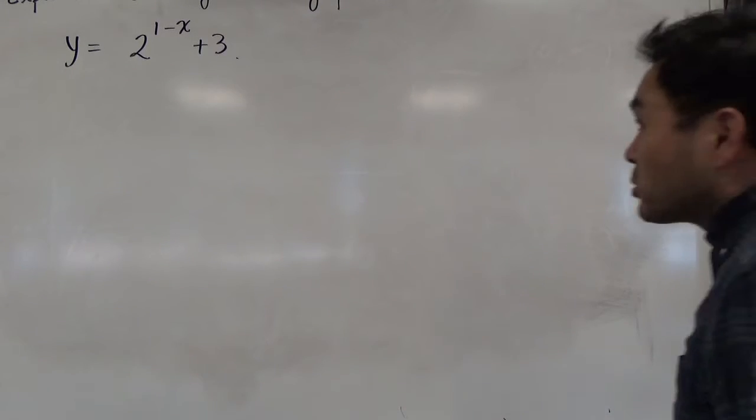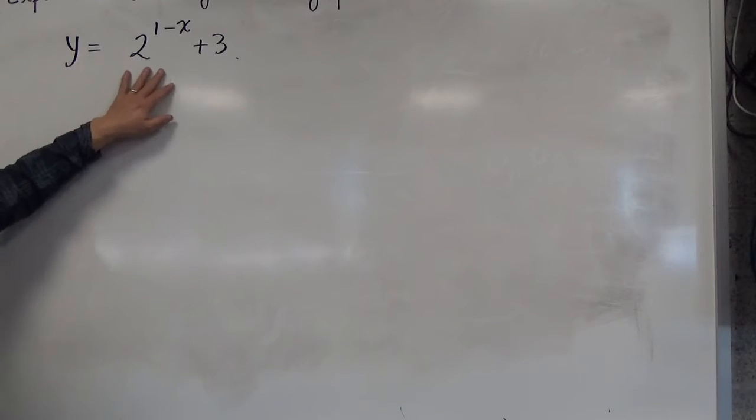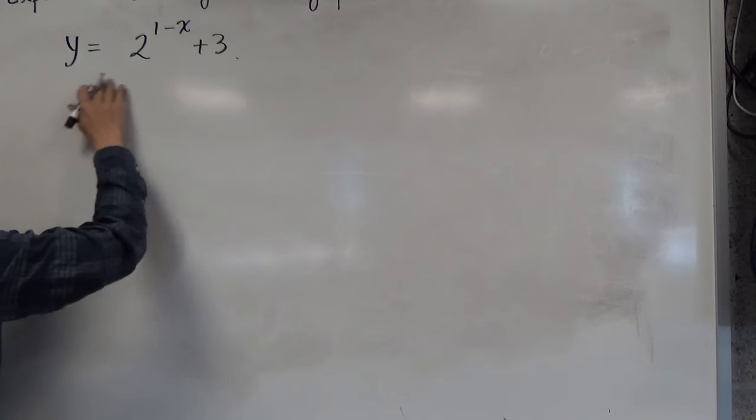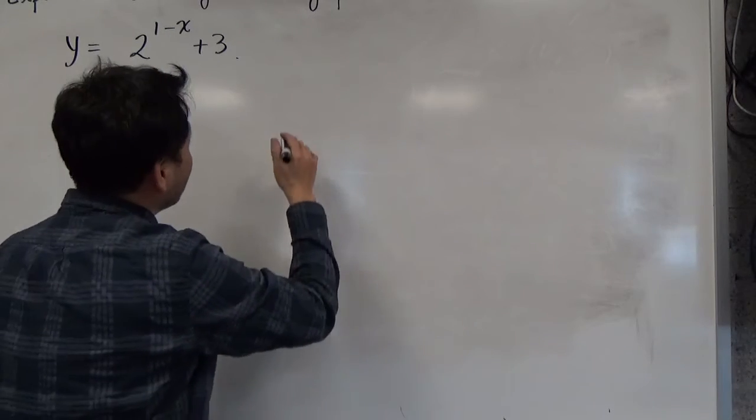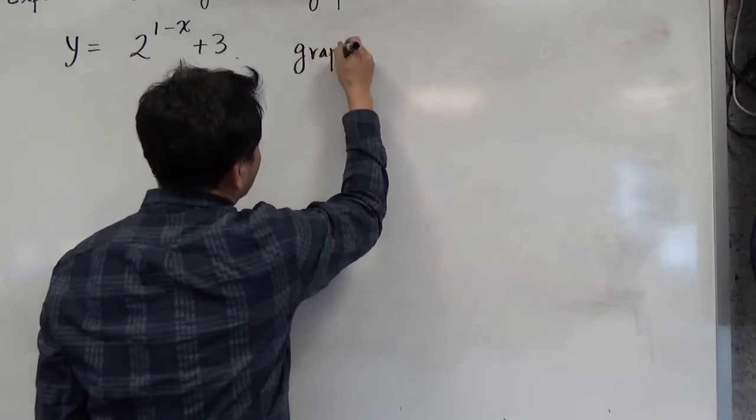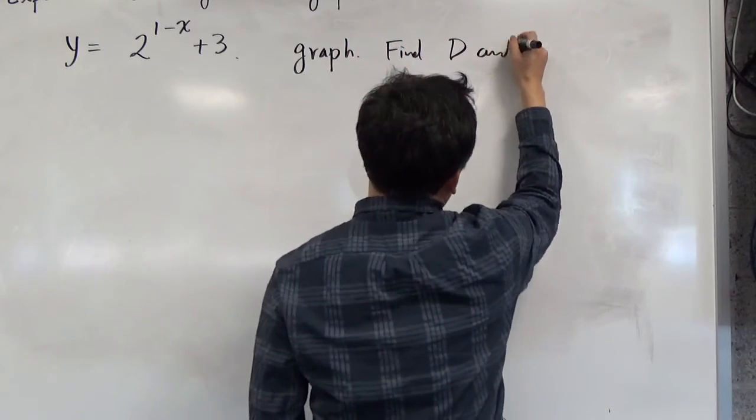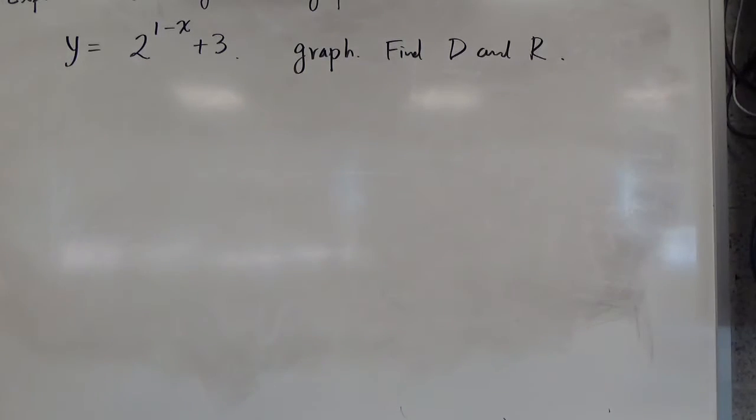Now, in a more general setting, you might be asked to draw the graph of some complicated exponential function, and you would figure out the graph of such a function by making use of the transformations. So let's say you're given this and you're asked to graph it and also find domain and range. Okay, so let's say those are the given questions. Let's try to figure this out.